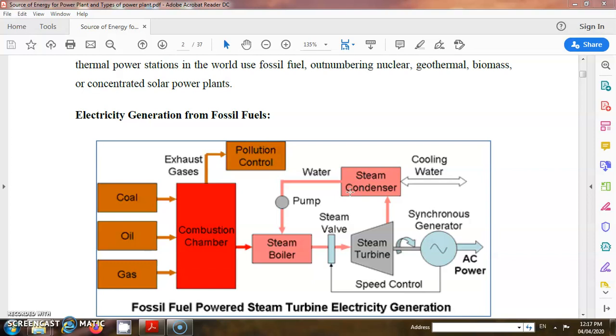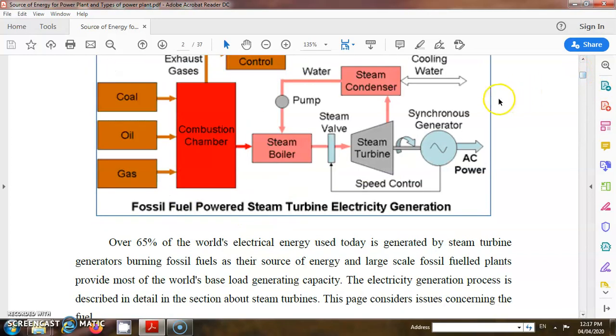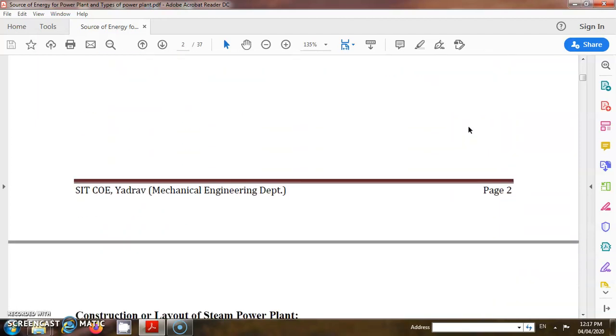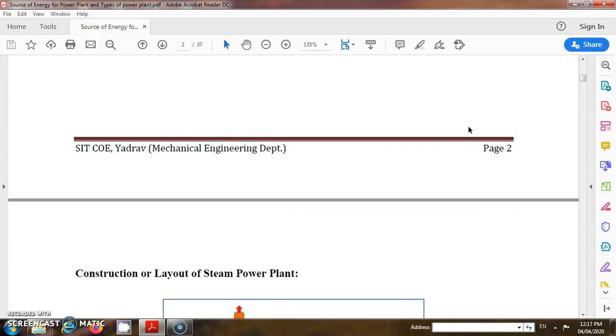There are many types of cooling towers: natural type, forced type, and draught types are used. Again, the condensate or water enters the steam boiler with the help of the pump. So this is the basic general idea of the construction and working of the steam power plant. The tentative efficiency of the steam power plant is approximately between 27 and 35%.